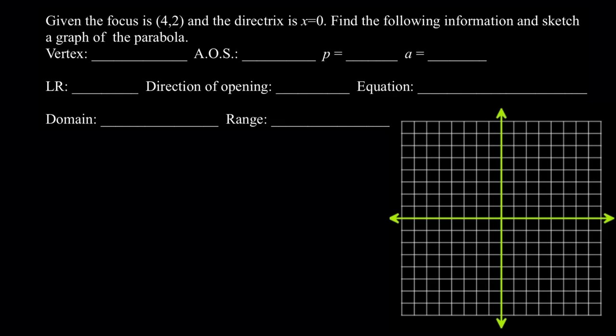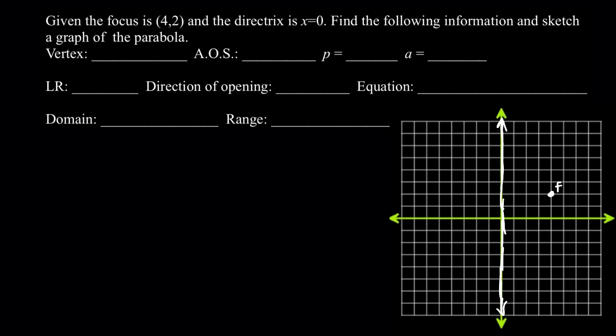All right, so the next one, we have the focus given to us, and we can plot the information here. So the focus is at (4, 2), which is right here. The directrix is x equals 0. X equals is a vertical line, so right here is going to be our directrix. I'll put a little F right here next to the focus.